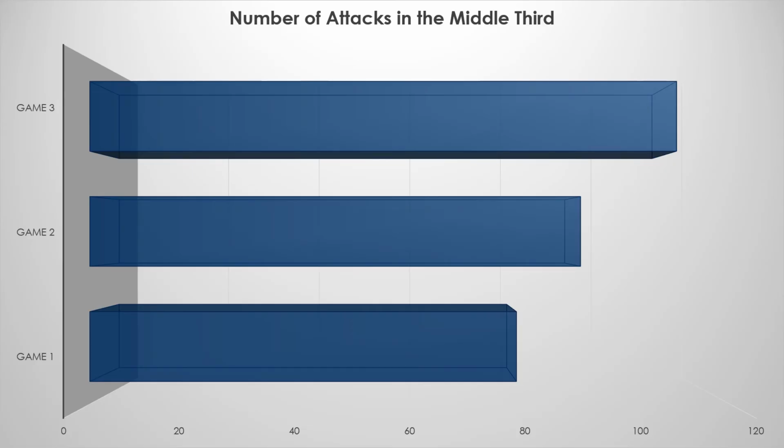So just to summarize the whole thing. These are the number of attacks in the middle third for each of the games. As you can see, there was about 80 in the first game, almost 90 in the second game, and well over 100 in game 3. So improvement each game, which is always good.